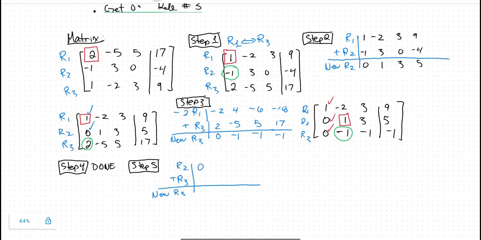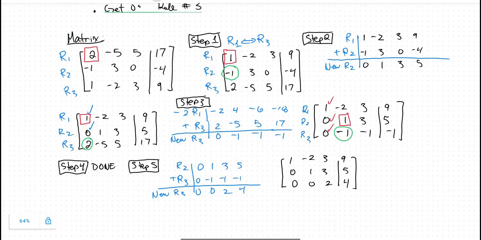Okay, so 0, 1, 3, 5, 0, -1, -1, -1. That's a 0, that's a 0, that's a 2, and that's a 4. Let's write in our answer. That's your new row 3. So 0, 0, 2, and 4. And then 0, 1, 3, 5, 1, -2, 3, and 9.